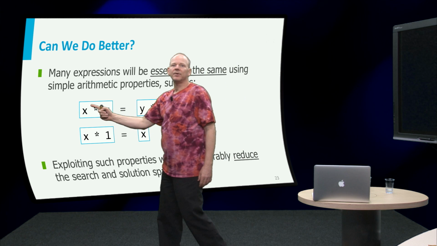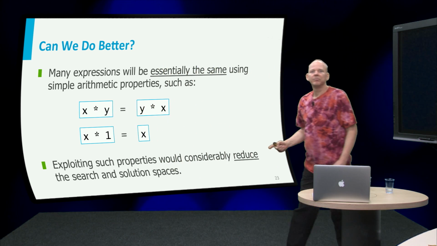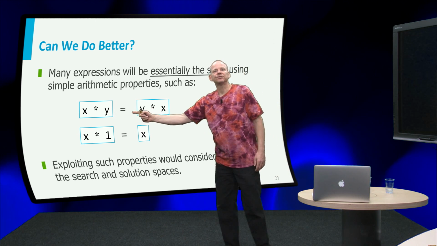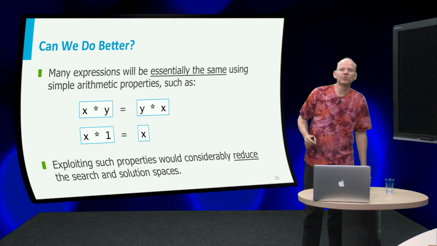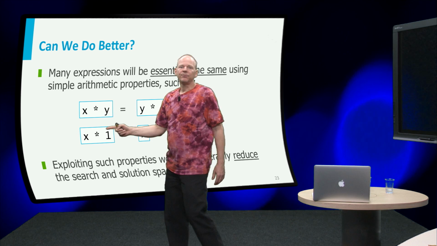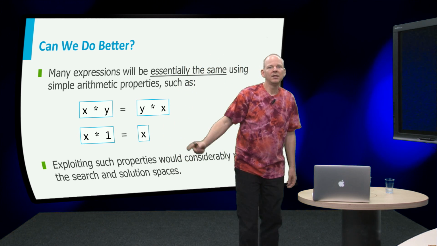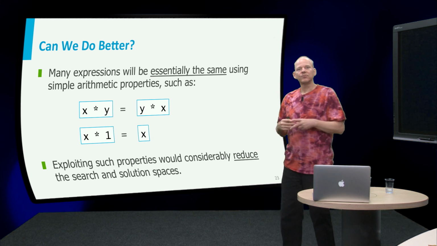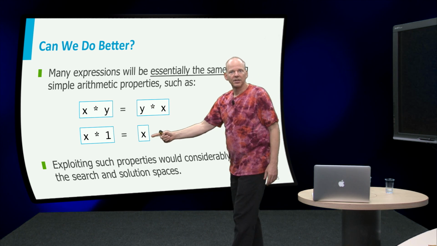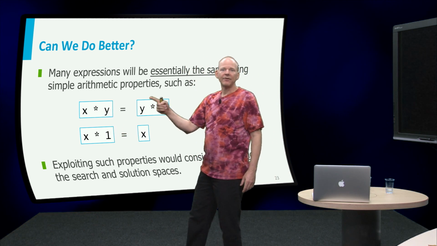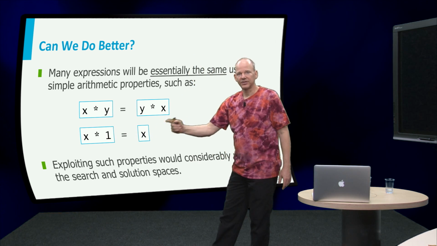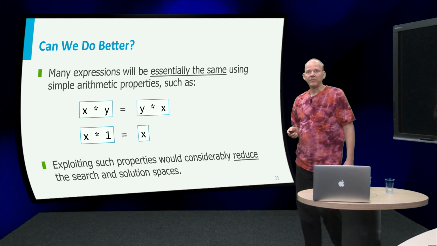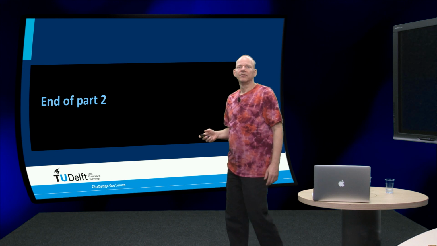Really, if we have x times y, that is the same as y times x. So we don't have to generate both of these two results. And if we happen to multiply a number by 1, we might as well just use x. If we use these properties, we won't be using the expressions here on the left, because they are considered to be the same as the expressions on the right. So hopefully we can reduce the search space.